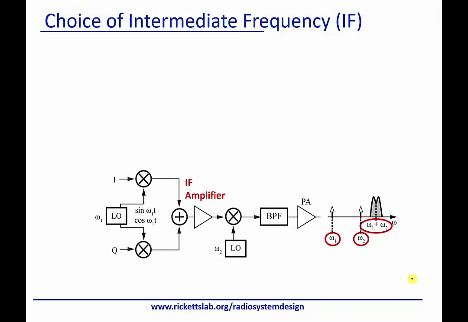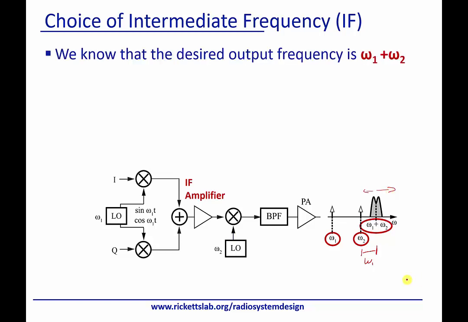So let's talk a little bit now about the choice of the intermediate frequency. And as I said before, the distance between omega 2 and where the signal is going to be is omega 1. And so basically this intermediate frequency is going to choose where we are with respect to omega 2. And so the question is, how do you choose omega 1 and omega 2? By the way, they both need to sum up so that this is your target center frequency, right?